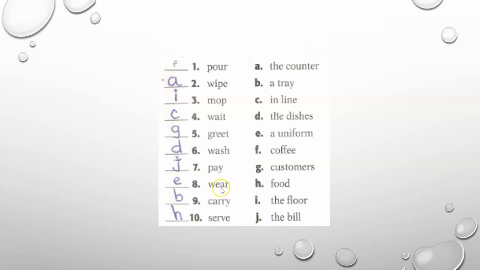Number 8. Wear E. A uniform. Wear a uniform. Number 9. Carry B. A tray. Carry a tray. 10. Serve food. Serve food. So those are word partnerships. Okay. Good job, everybody.